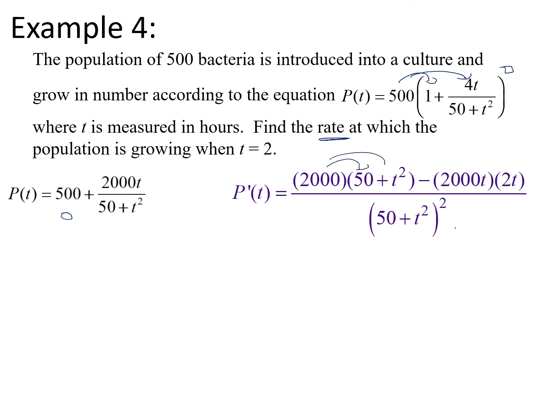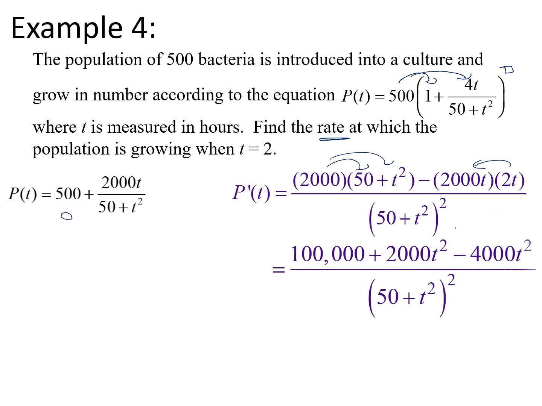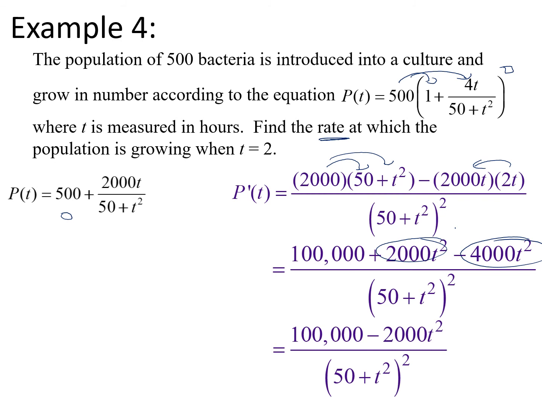I'm going to take the 2,000 and distribute it, and the 2t and distribute it. So I'm going to get 100,000 plus 2,000 t squared minus 4,000 t squared. And those are like terms, so I can combine these two terms, and I should end up with 100,000 minus 2,000 t squared, all divided by (50 plus t squared) quantity squared. So that is our p prime of t.